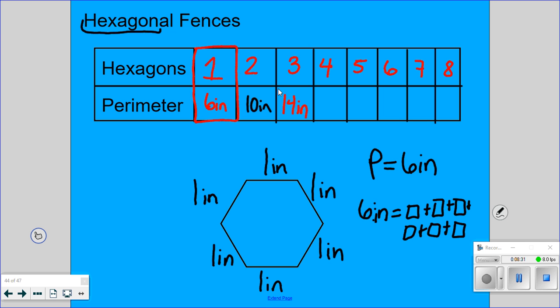Let's look at question number 1. Question number 1 says, what is the meaning of perimeter? Write a sentence telling me the meaning of perimeter underneath number 1.